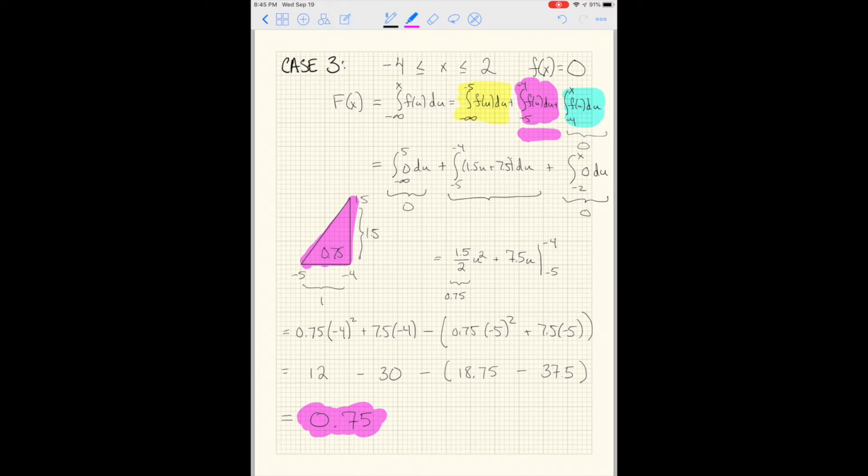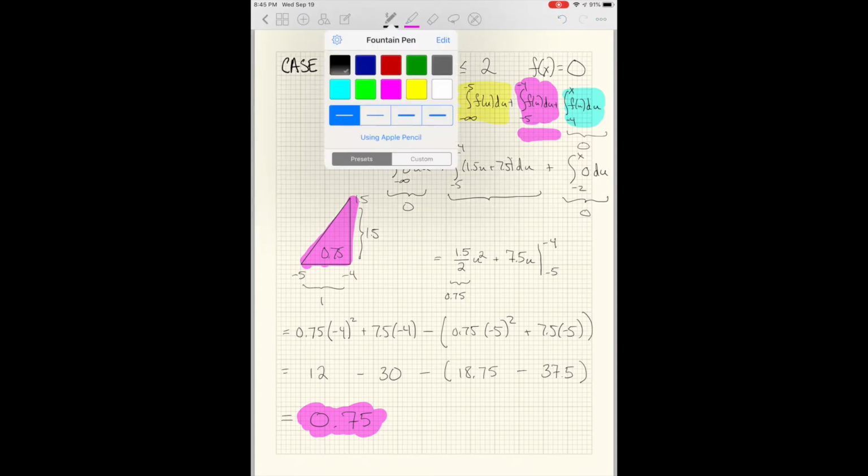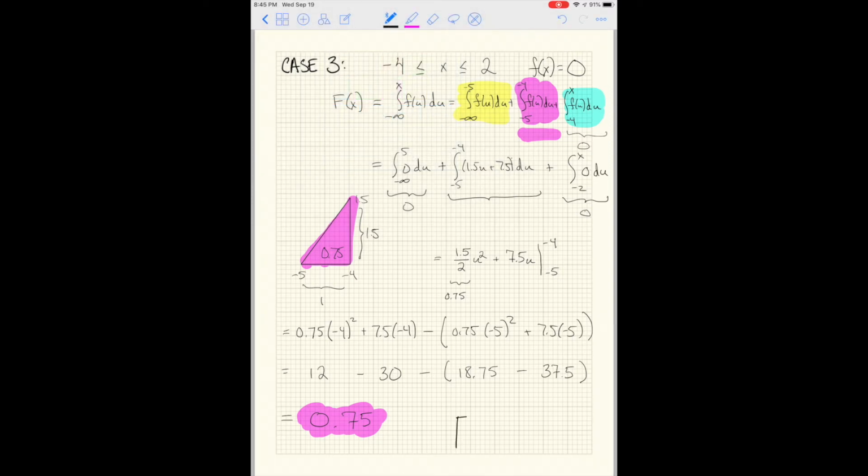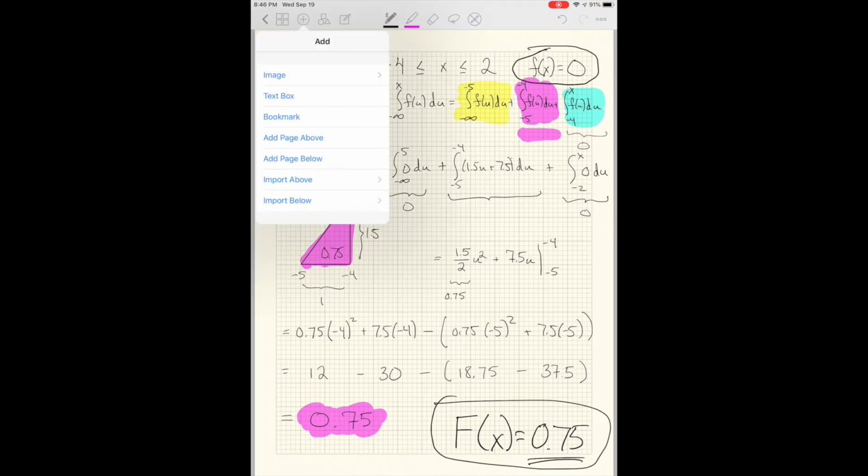So good. For case 3, when x is between negative 4 and 2, we actually have an F of x equal to 0.75. All right, so that is important. This is one of these examples where even though little f of x is equal to 0, big F of x is not equal to 0 because it's carrying with it the area that has been integrated up from all the sections before. All right, so now case 4.